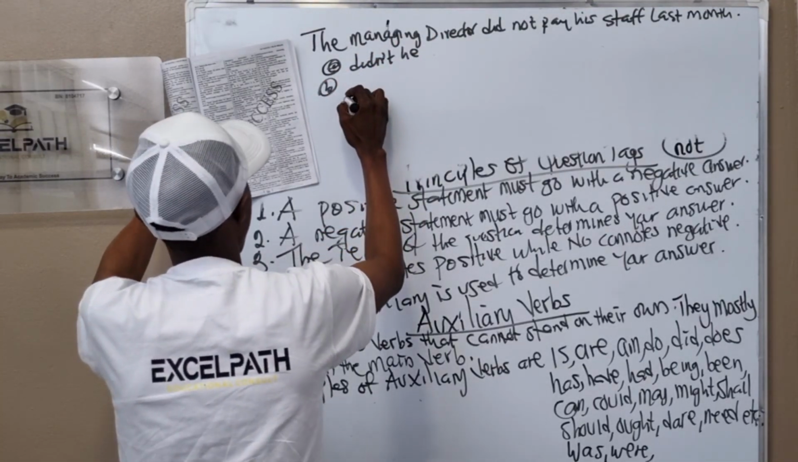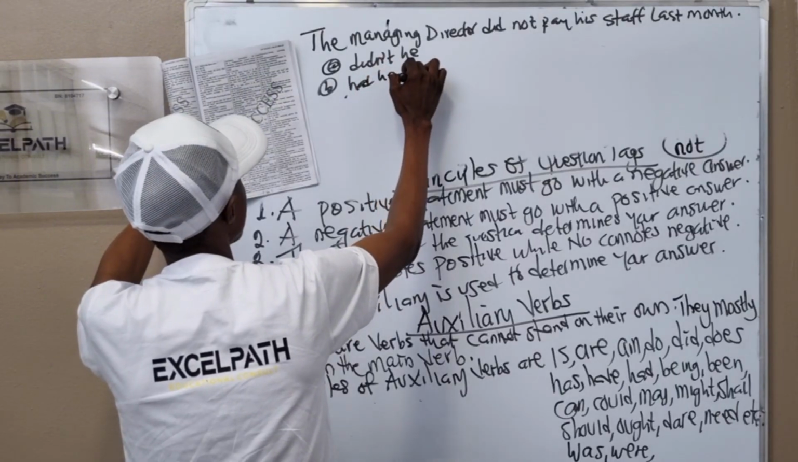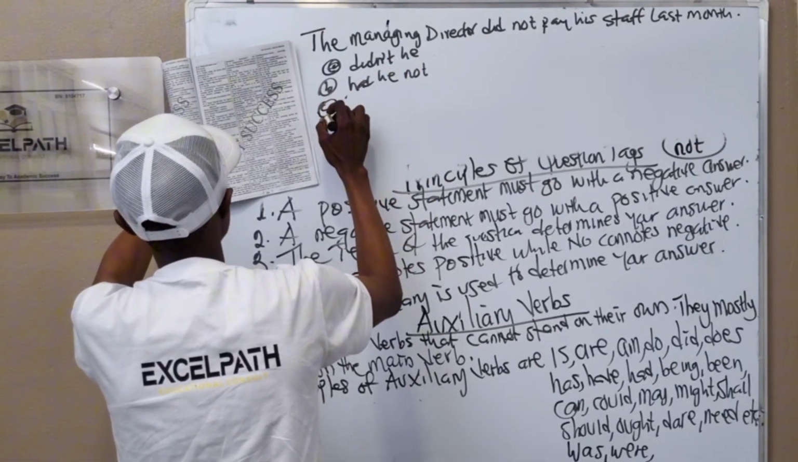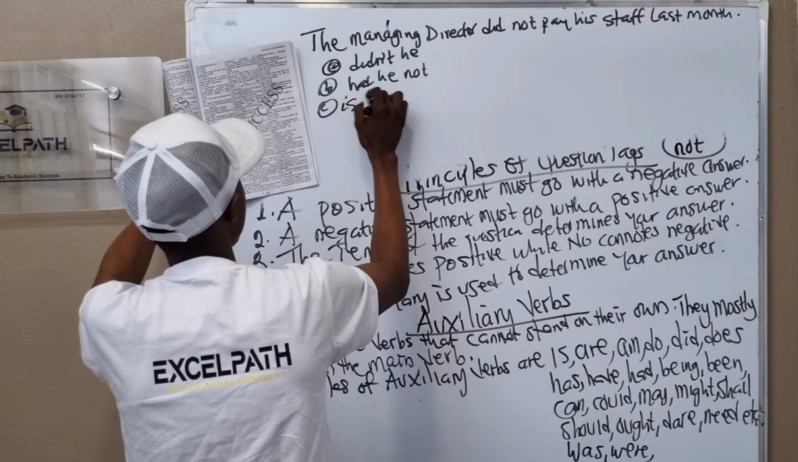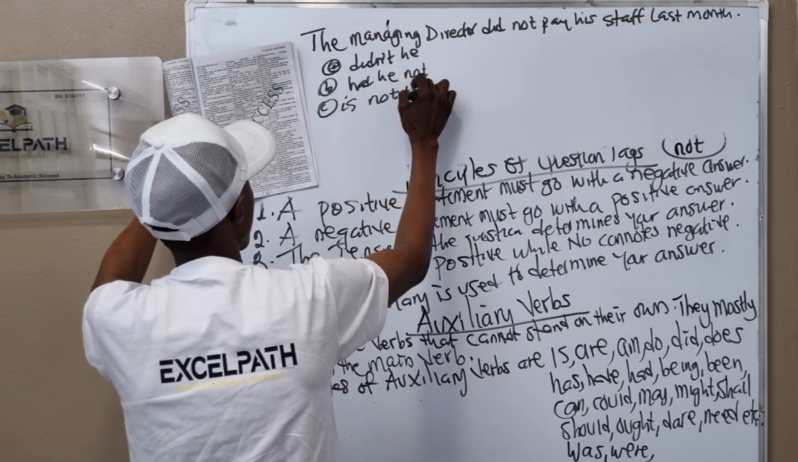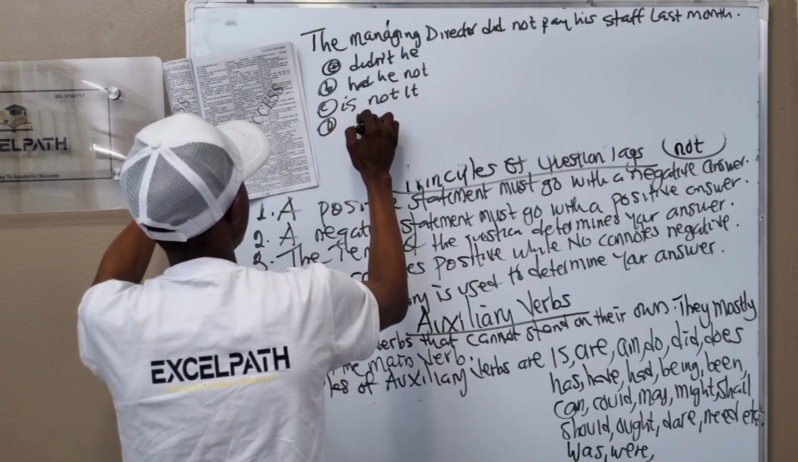Option B, had he not? Option C, is not he? Option D, did he?